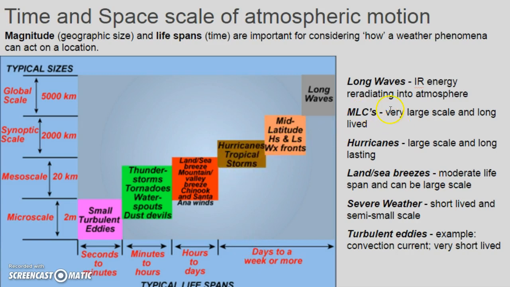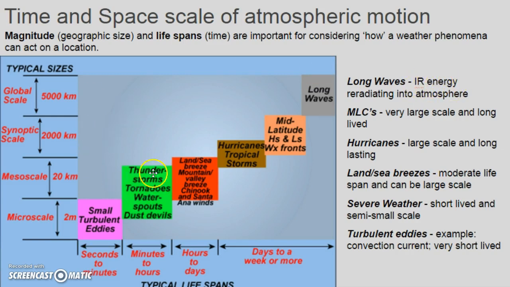And we can talk mid-latitude cyclones. These are very large scale and long-lived. These last about a week, and they cover pretty much the entire continent of the United States before they dissipate over the Atlantic Ocean. And then long waves. Long waves are where we have infrared heat energy that's re-radiating back into our atmosphere. And these are on a global scale, right? We look at insolation patterns, and these last weeks, months, etc. These are large scale. So long waves, the infrared, the heat energy re-emitted in space.